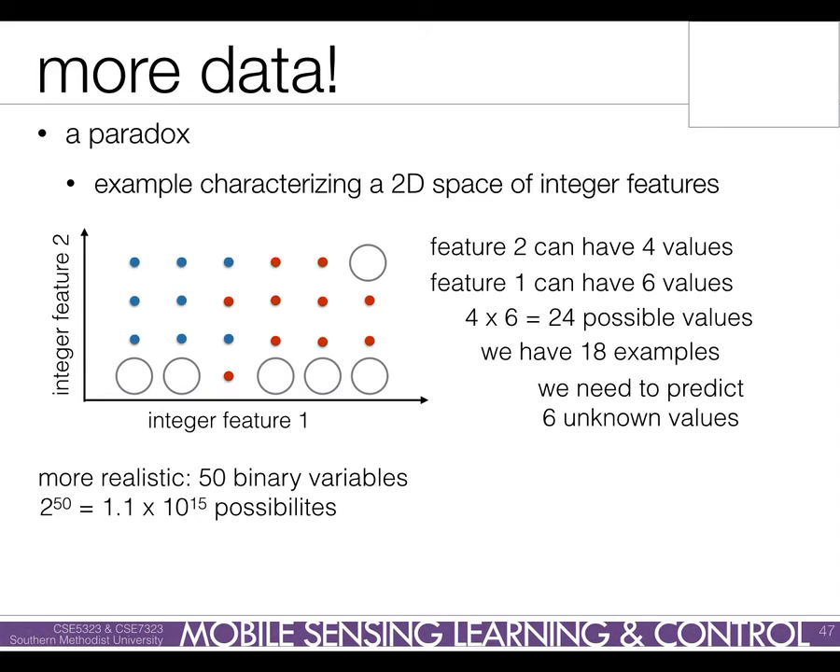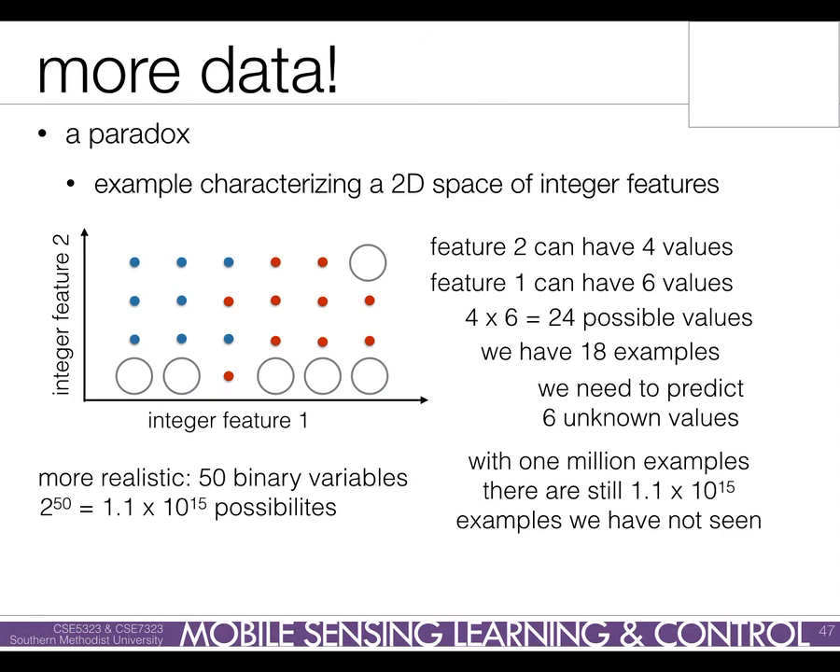Right? So I have 2 to the 50th possibilities in my input space. So there's 1.1 times 10 to the 15th possibilities instead of 24 possibilities. Okay? So let's say I have 1 million examples from the world. I still have 1.1 times 10 to the 15th possibilities that I don't know. Why? Because 1.1 times 10 to the 15th minus 10 to the 6th is still 1.1 times 10 to the 15th. I can have 5 million examples, and I'm not going to make a dent into that number.